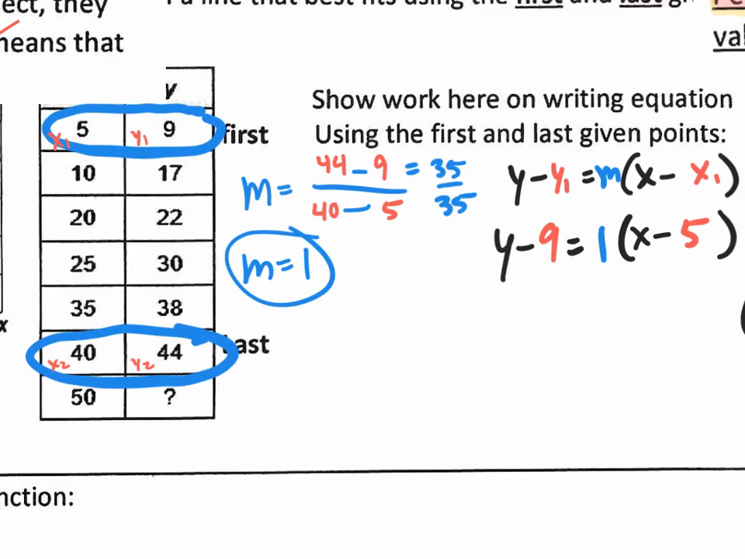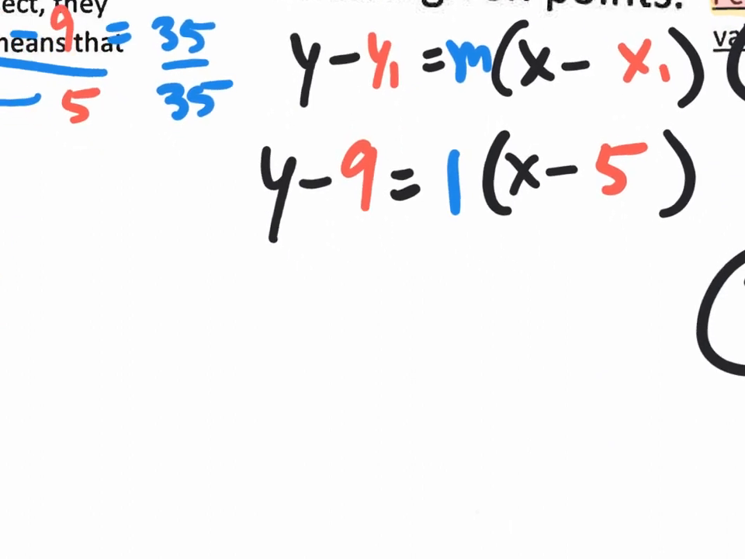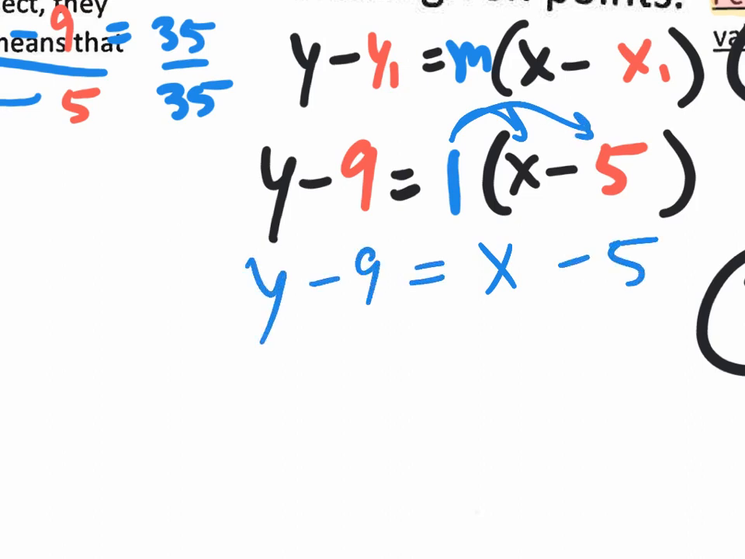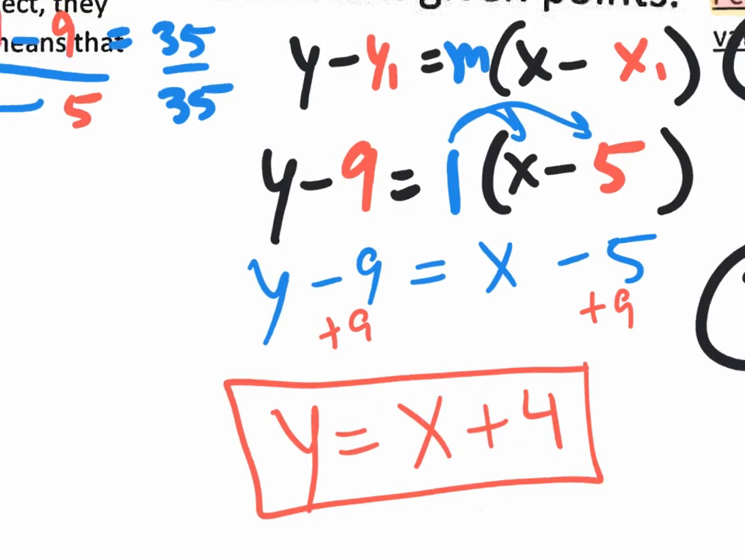And if they asked for your line that best fits in point slope form, you'd be done. But they're saying slope intercept. They want y by itself. So we're going to go back to this, and we're going to get rid of those parentheses by distributing. So you're going to have x, you're going to have minus 5, bring down the equal sign, the minus 9, and the y. So all we need to do is get y by itself by adding 9 here, adding 9 over there. And here's your slope-intercept form equation of the line that best fits, y equals x plus 4.